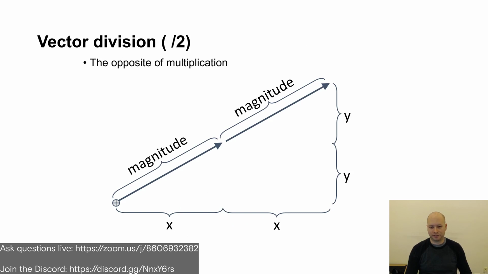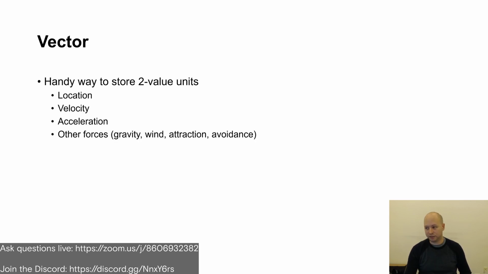Vector division, scalar division, is just like multiplication, it's just the opposite. You're dividing instead of multiplying, or really specifically, you're multiplying it by the reciprocal, or 1 over the scalar. So in short, vectors are super useful for not just 2 unit values, but 3 and 4 as well, right? Things like location, velocity, acceleration, and obviously very accurate containers and descriptors of forces like gravity, wind, attraction, repulsion as well.